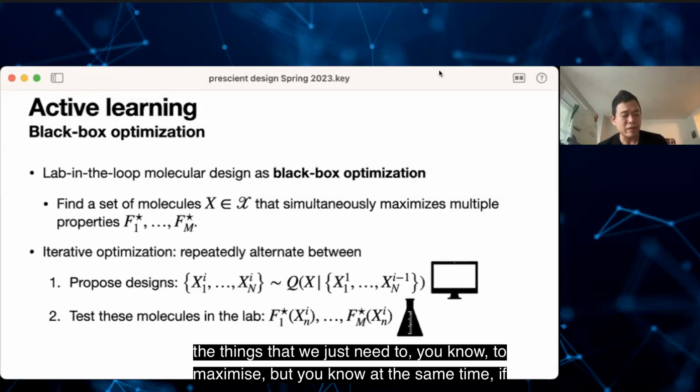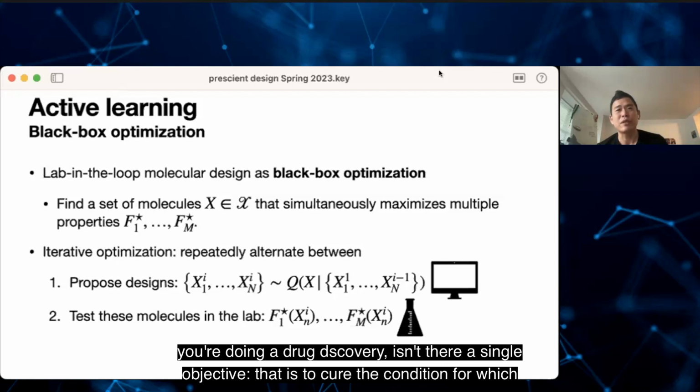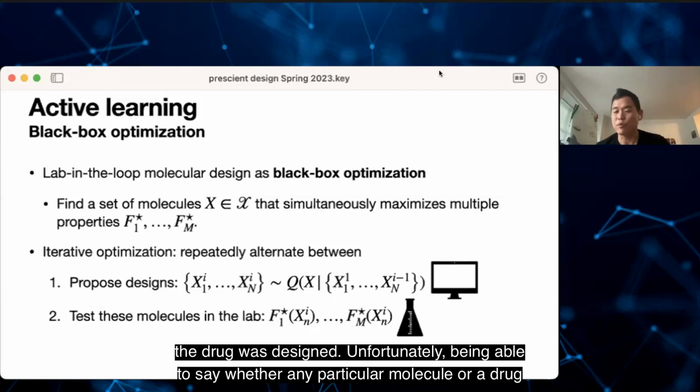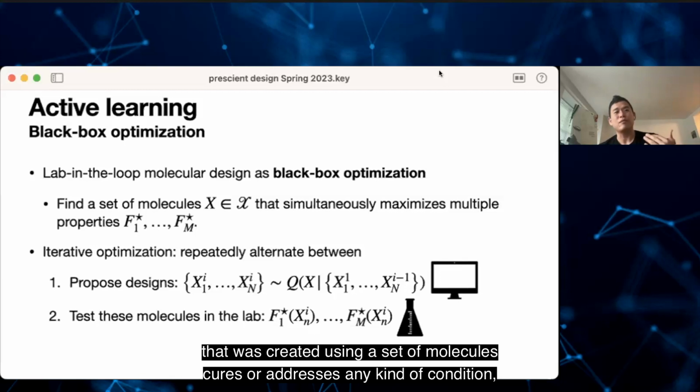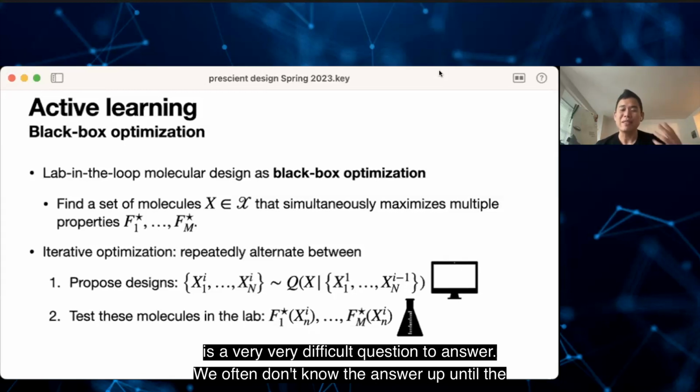maximize. But at the same time, if you're doing drug discovery, isn't there a single objective? That is to cure the condition for which the drug was designed. Unfortunately, being able to say whether any particular molecule, or a drug that was created using a set of molecules, cures or addresses any kind of condition is a very, very difficult question to answer.